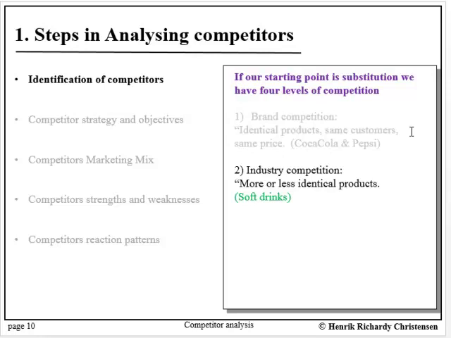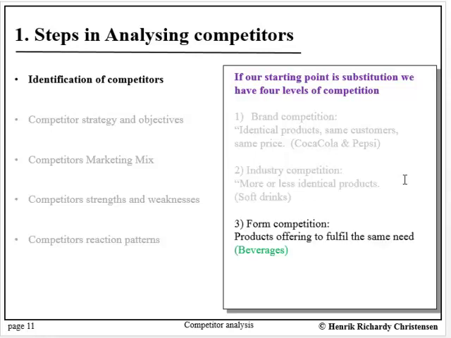The second part is industry competition. This is where we have more or less identical products, such as soft drinks. So it's not just Coca-Cola and Pepsi, it's also other cola products and other soft drink products. In this case, you'll see that our number of competitors has expanded. In the first one, brand competition, we have very few, and at the next level we have more competitors.